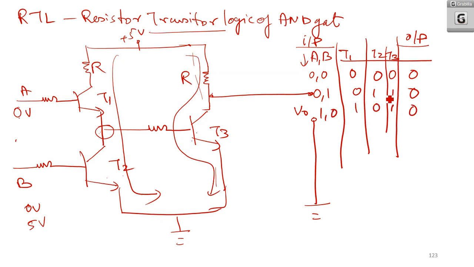1 0. Again, if both are on, T1 and T2 will be on, and T3 will be on. Okay, and T3 will be on, which produces an output voltage of 5 volt. That means 1. Okay, so I think you have got the concept of resistor transistor logic of an AND gate.